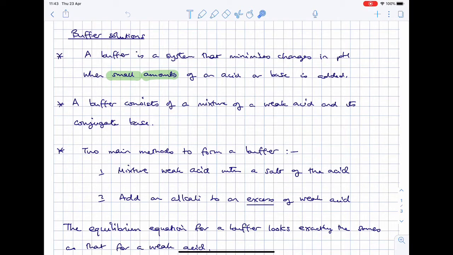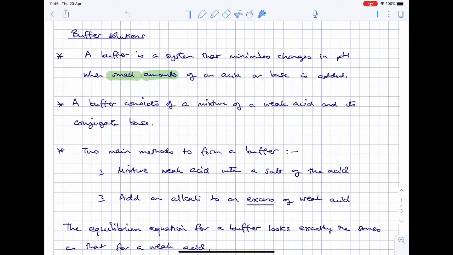So you've probably heard of buffers, which are basically solutions that minimize the change in pH of the solution. So they're basically a mixture of a number of things that does this. However, they only minimize the change in pH if you add small amounts of acid or bases. It won't minimize the change in pH if you add too much acid or too much alkali.